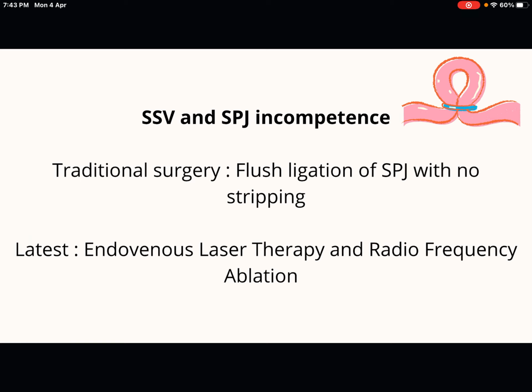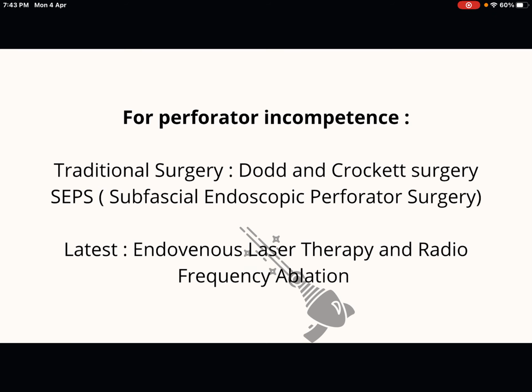The second condition: if the incompetence is in the short saphenous vein or at the sapheno-popliteal junction, then what is the traditional surgery? It is a flush ligation of the SPJ, sapheno-popliteal junction, with no stripping. But the latest surgeries are available: endovenous laser therapy and radiofrequency ablation. The latest surgeries are the same in all the conditions.